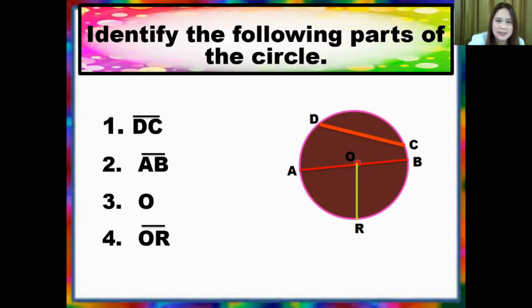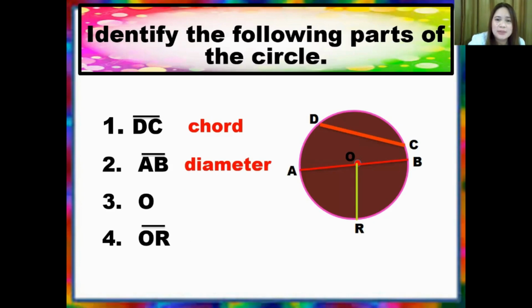All right, are you ready? What is your answer for the first question? DC, line segment DC is the chord. Very good. What about AB? It passes through the center of the circle from A to B. Yes, it is the longest chord. We called it diameter.